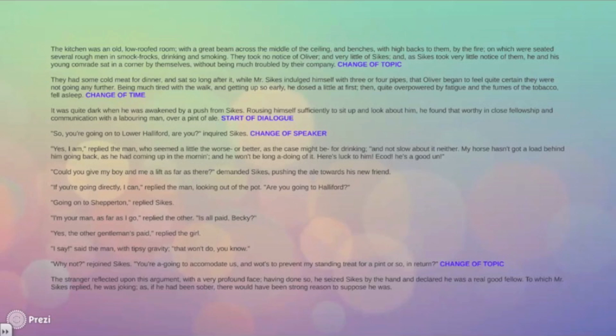And then on the very last line, we've got "Why not rejoin Sykes? You're going to accommodate us." So we've got that last line of dialogue, and then we've got "the stranger reflected upon this argument." So we've got the end of the dialogue, a change of topic, so then we need a new paragraph there. And it just makes it much easier to follow what's going on in the story. Hopefully you've got that right. If not, have a good look through and make sure you understand why there have been changes in paragraphs.